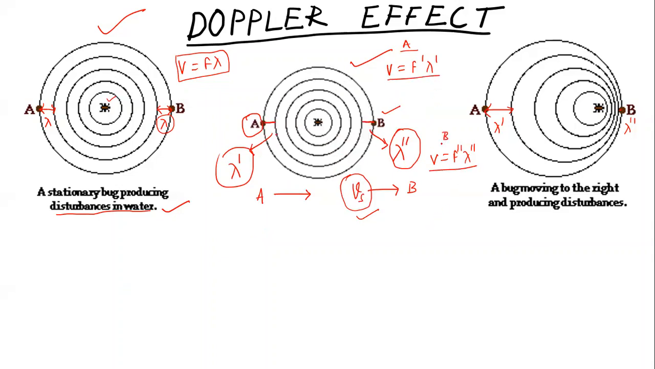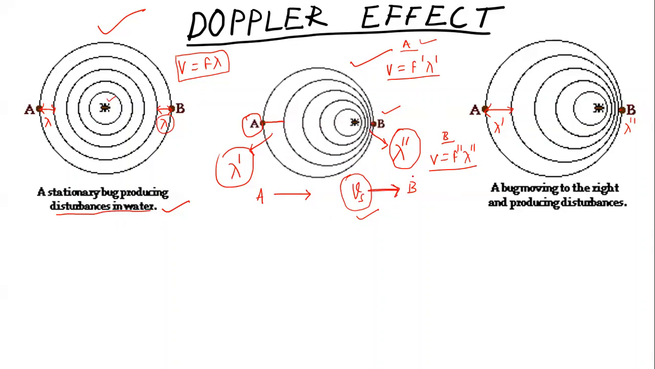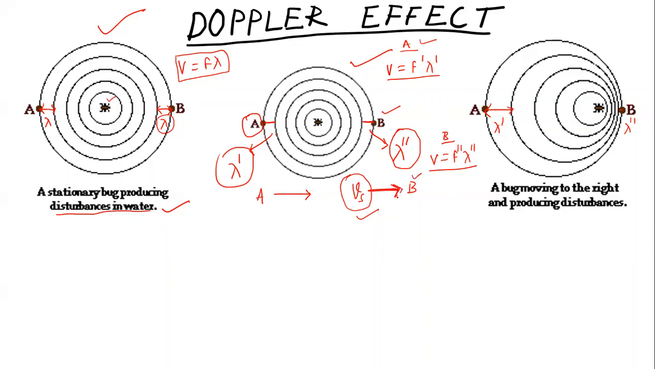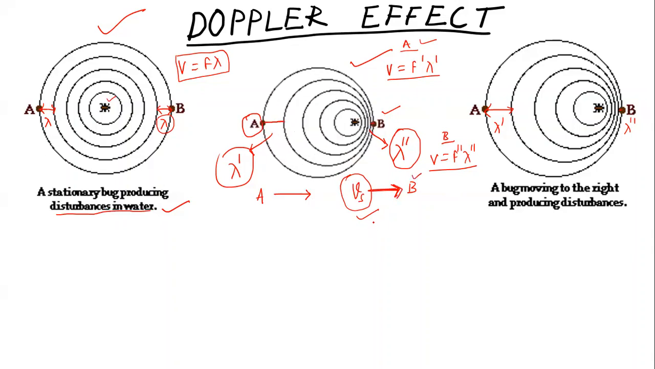This is for B and this is for A, right? Then the second thing is, as I said, for observer B, you can see the source is moving in this direction. At the same time, the disturbance is also moving in the same direction with speed V, right?